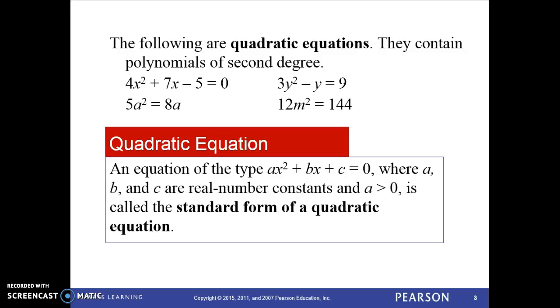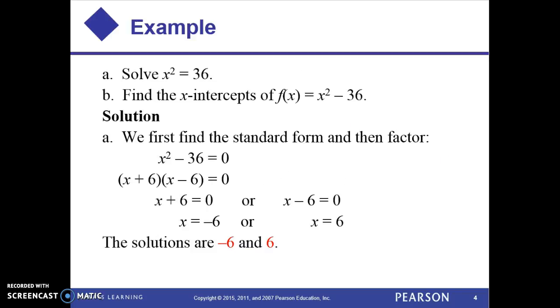So when we think of solving these quadratic equations, some of them are going to be fairly straightforward. For example, 12m squared equals 144. We can solve that one because there is no x value. We can simply solve for x. So here's an example. X squared equals 36. We can solve for x by factoring and doing it that way.